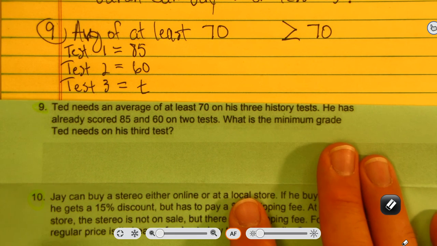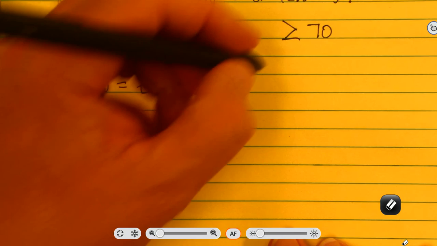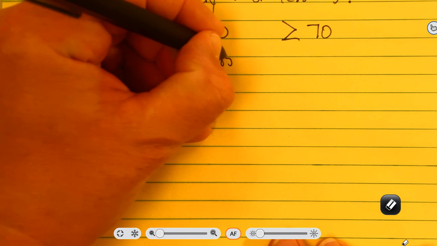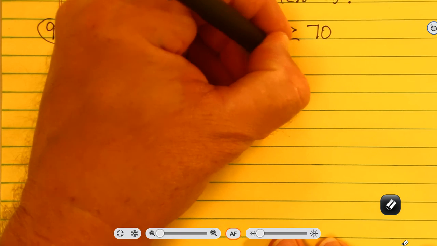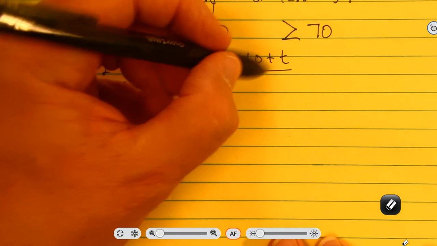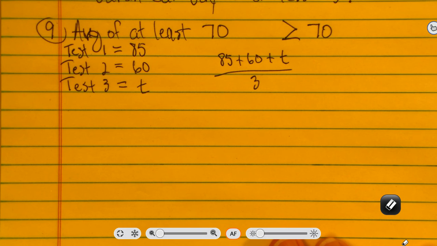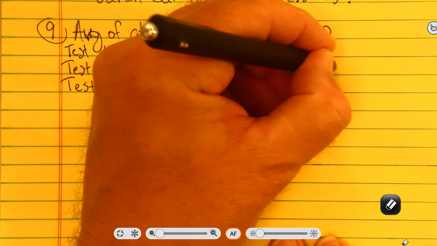Well, the first thing that's really important to know is, how do you average grades? You may know how you do that? What do you do? Yes, sir. Perfect. Yeah, you add the tests together. So we'll say 85 plus 60 plus the one we don't know, T. And you divide by the number of tests. So here's 1, 2, 3 tests. And we want to know, when is that average greater than or equal to 70?